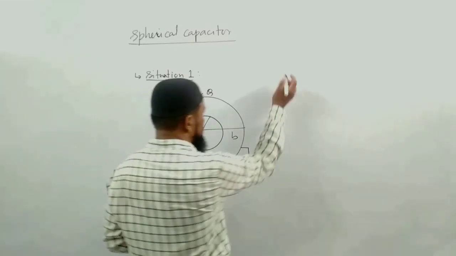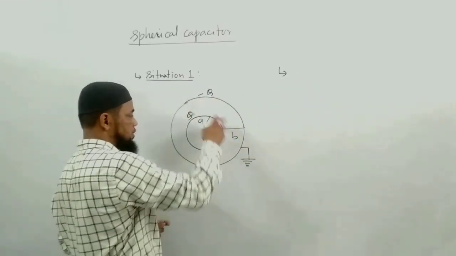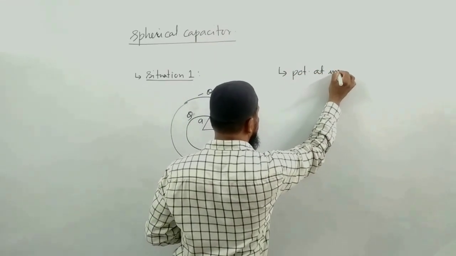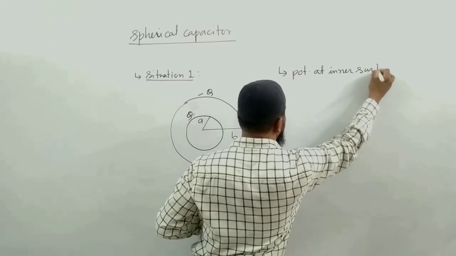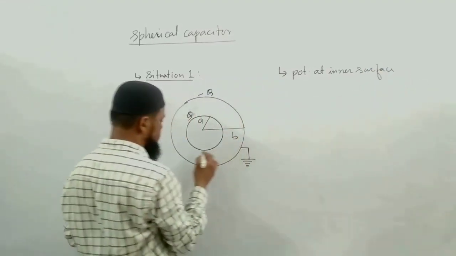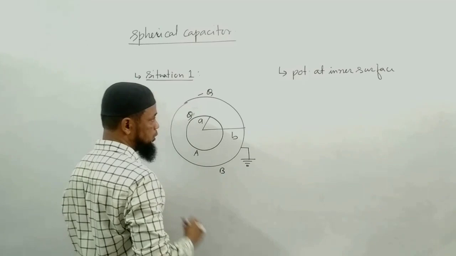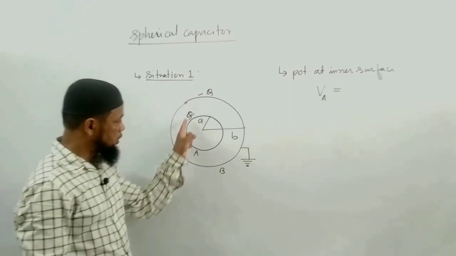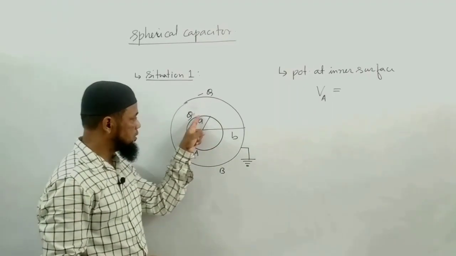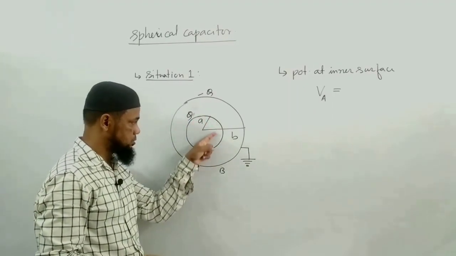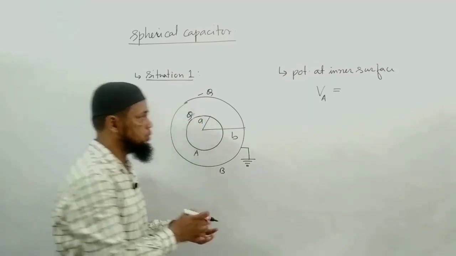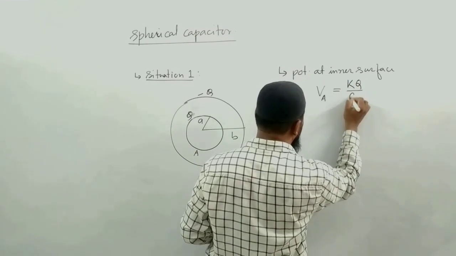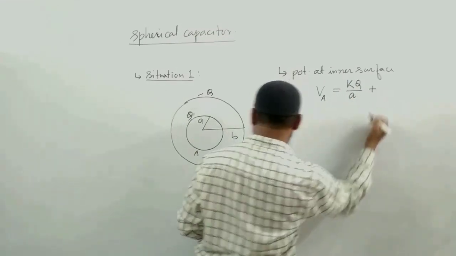So the potential of the inner surface. Let me call the inner surface A and the outer surface B. Potential at the inner surface, VA. How much is the potential at the inner surface? It is nothing but the potential due to its own charge. What is the charge on the surface? Q. So because of its own charge, the potential will be KQ divided by A.